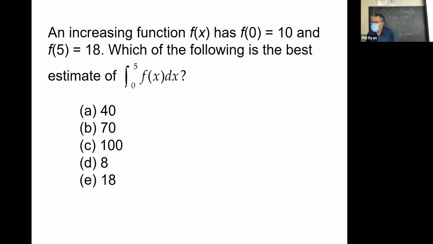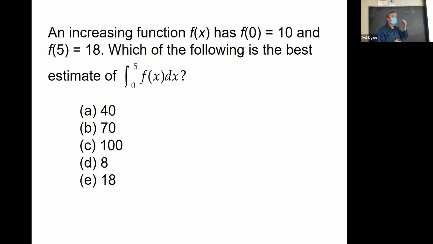Right. What about this one? Okay, we've got an increasing function that goes from 10 to 18. So it's looking like this. Starts at 10 and goes up to 18 at 5. So it starts here and ends here. Somehow it goes from here to here. So we're looking at that integral between 0 and 5.